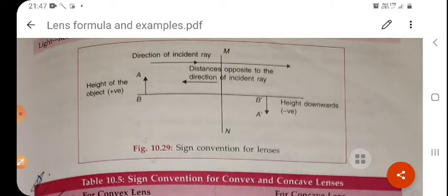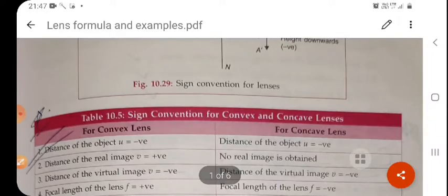Okay, first of all, before starting the lens formula, we will see the sign convention for the lens. It is very much similar to the sign convention of the mirrors. The height of the object above the principal axis is taken as positive and height downwards is taken as negative. Distances of the incident ray are taken as positives, and distances opposite to the direction of incident ray are taken as negatives. Okay, so this is the sign convention.